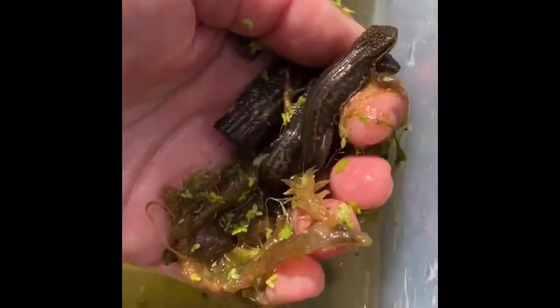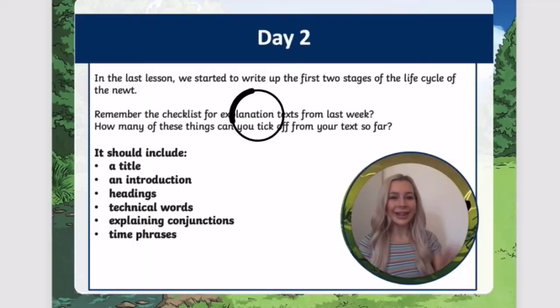Miss, I caught another baby newt. It's in my hand. Hi everyone!